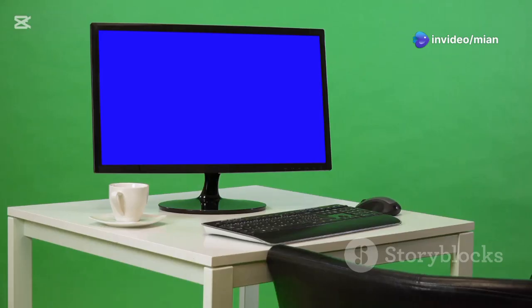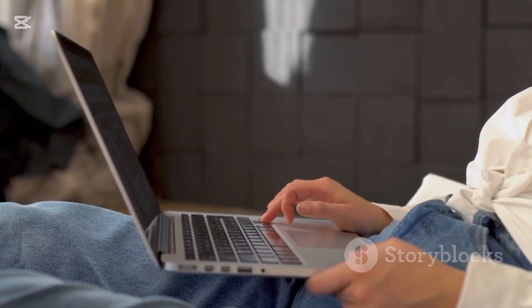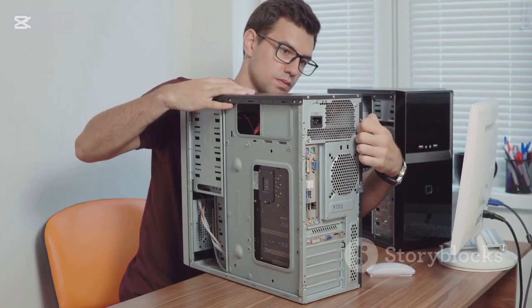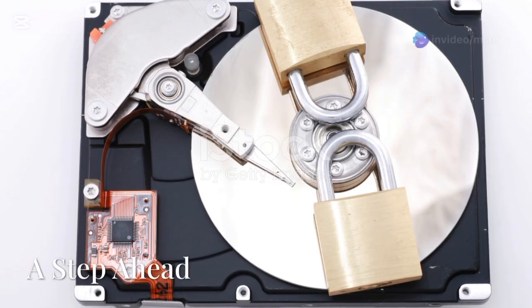GPT is becoming more popular because it is supported by newer computers. If you have a new computer, it likely uses GPT. However, you might need MBR for older computers or specific tasks.